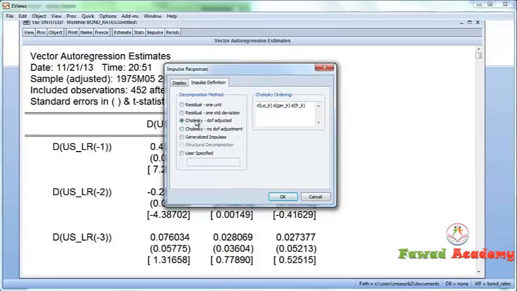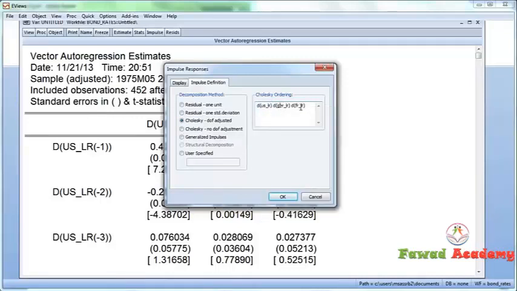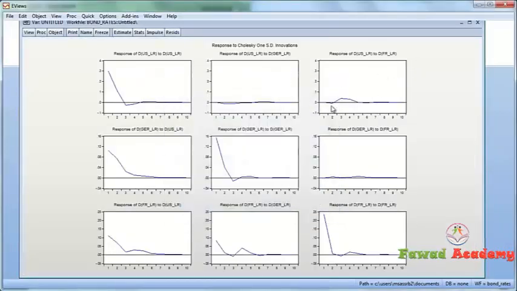Now if you go to impulse definition, this is where all the magic happens. You will have learned that what we usually do is the Cholesky decomposition, and what is important is in which way we order that decomposition. Here we'll order it from US first to Germany, then France. Okay, even if little Anton doesn't like it. Cholesky ordering: US, Germany, France. Let's let EViews do its magic, and here we got our impulse response functions.